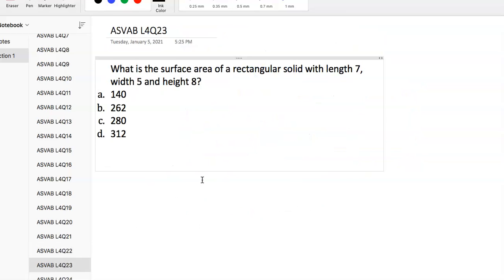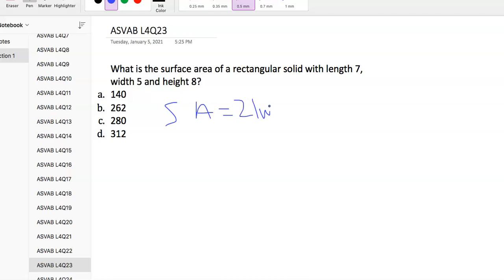Okay, surface area. Surface area of a rectangular solid. So what we should be seeing here is, and this is just a formula you have to know. Again, we're at the end of level 4. So I would certainly be making sure that I was familiar with the stuff on level 2, level 3, level 1 first, before I was worrying about surface area formulas, right?